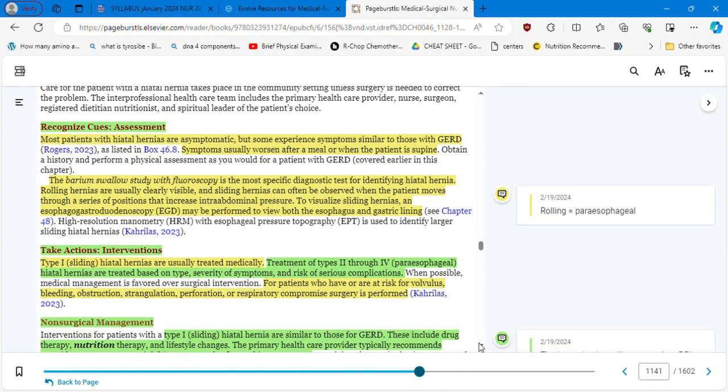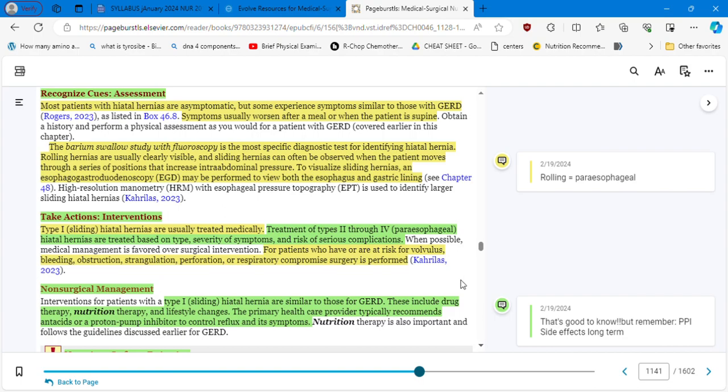Recognize the cues, the assessment. Most patients with hiatal hernia are asymptomatic, but some experience symptoms similar to those with GERD. Symptoms usually worsen after a meal or when the patient is supine. The barium swallow study with fluoroscopy is the most specific diagnostic test for identifying hiatal hernia.